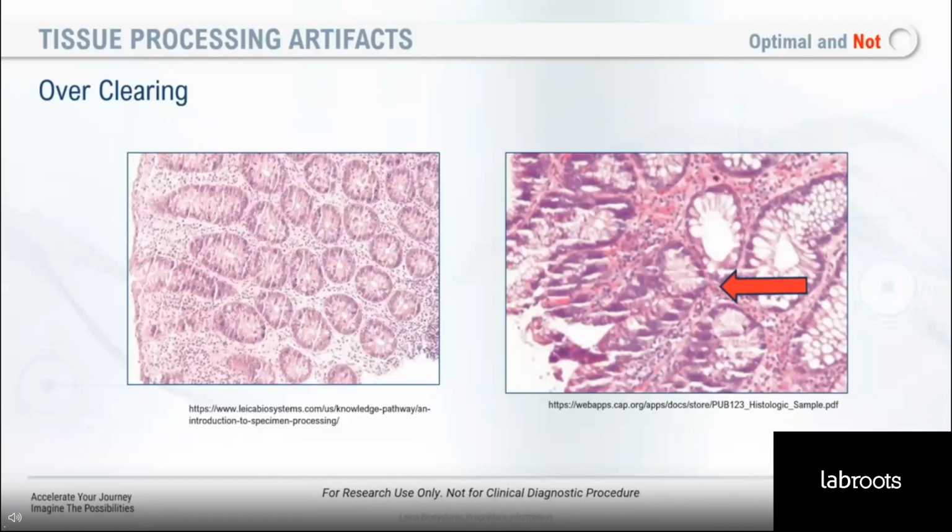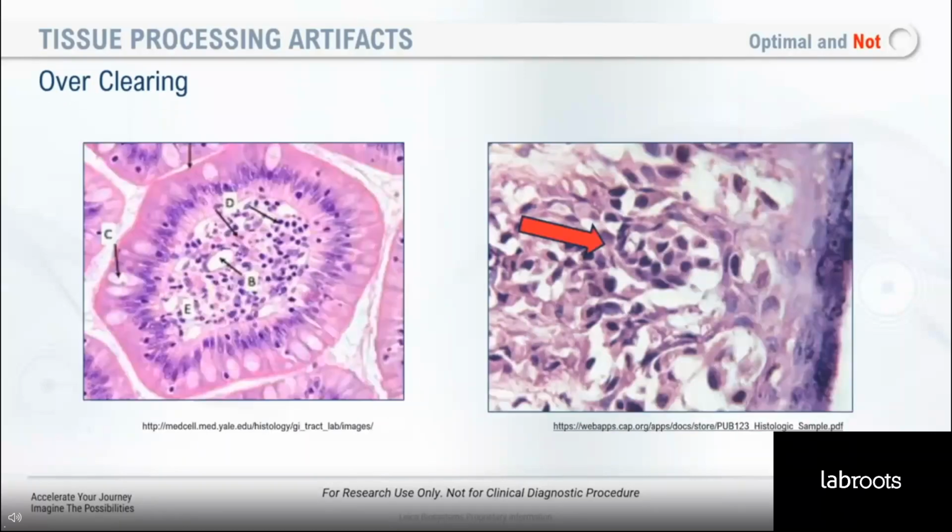To minimize or even avoid overclearing, take into consideration not only how many steps of clearing you have in your protocol, but also if there are temperatures on those steps that might be contributing to overclearing. Remember again that the section on the left is what we're going for. The section on the right is an example of overclearing that has not only resulted in chatter and dark staining, but also again, those artifactual spaces.